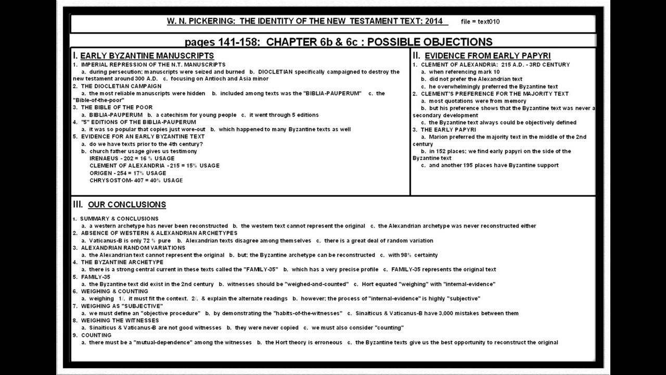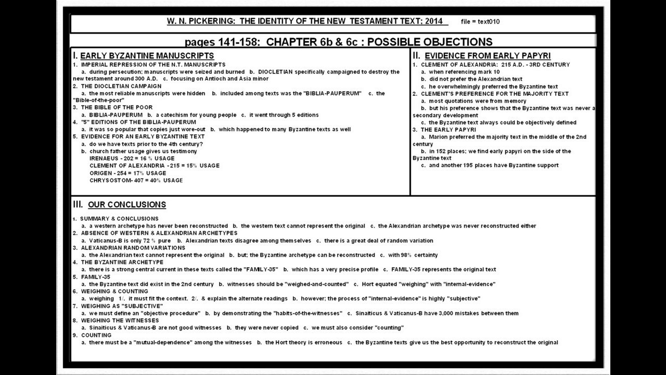Let's go to block 2 and take a look at evidence from early papyri. Clement of Alexandria in 215 AD, 3rd century. When he was referencing Mark 10, he did not prefer the Alexandrian text. He overwhelmingly preferred the Byzantine text. Most quotations were from memory, but his preference did show that the Byzantine text was never a secondary development.